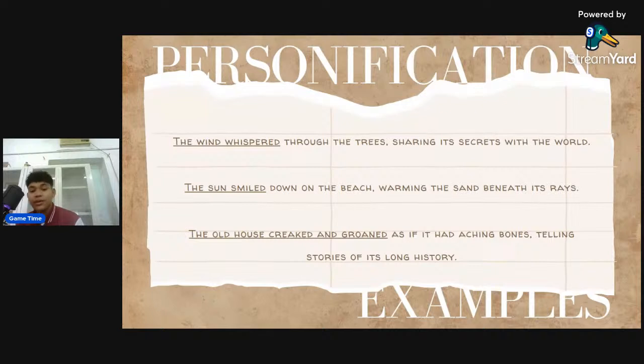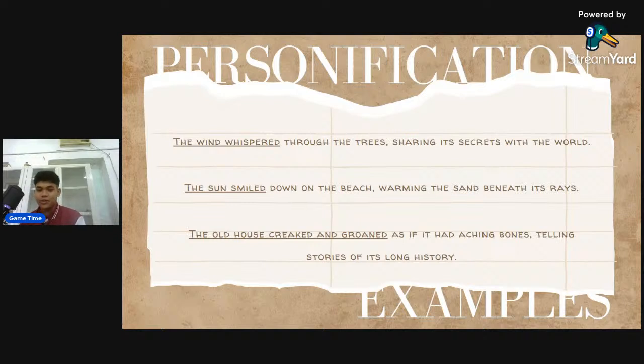The old house creaked and groaned as if it had aching bones, telling stories of its long history. As you know, if we're old, we tell stories, right? So the house creaked and groaned.